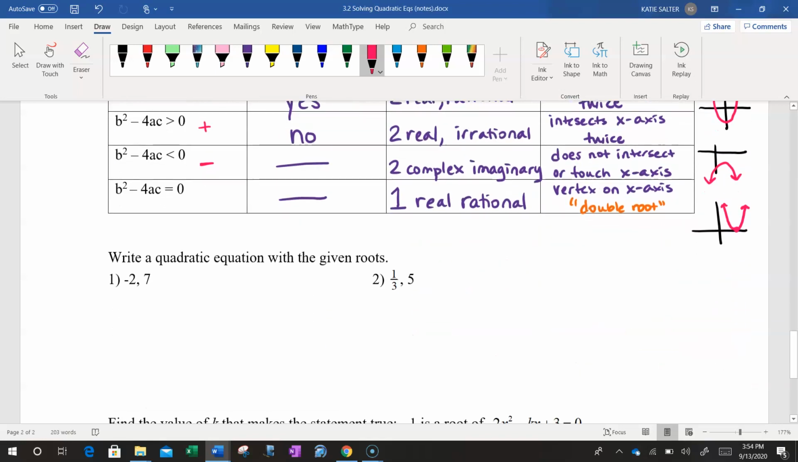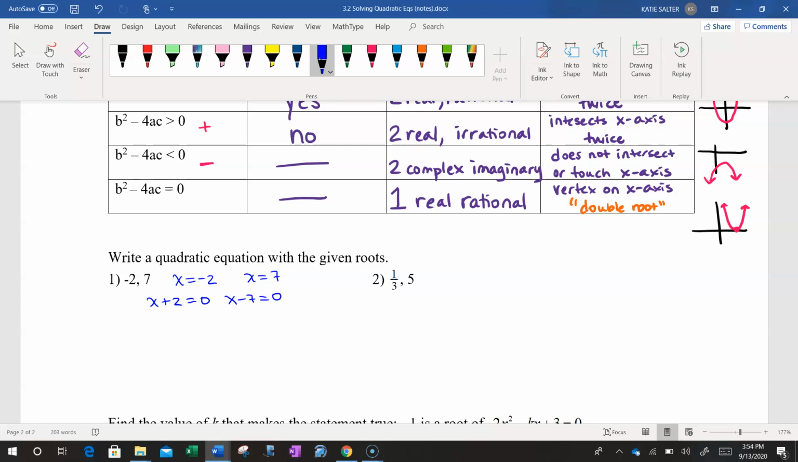How do we write quadratic equations given the roots? Well, folks, what you have to do is work backwards. You pretty much do the exact opposite steps of what we did when we were solving by factoring. So if we think of these being our roots, really what we had is x equals -2, and x is equal to 7. So if I set those back equal to 0, that means I had x plus 2 equals 0, and x minus 7 equals 0.